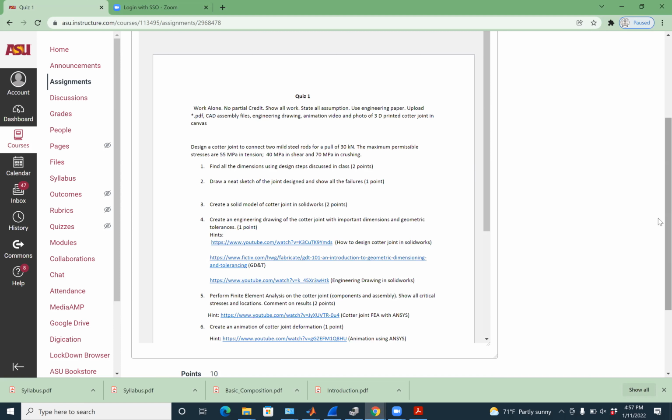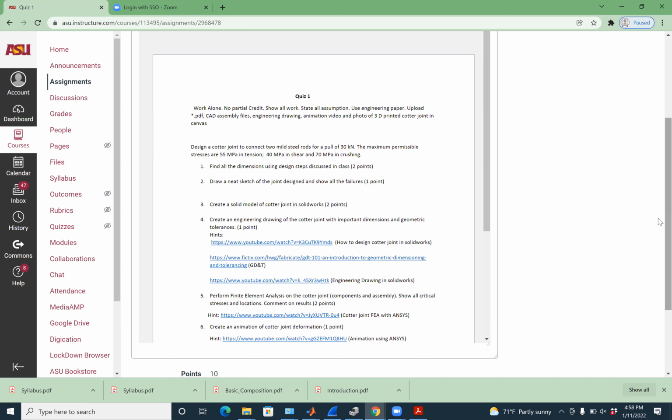Next thing, I want you to assign GD and T. Unfortunately, you haven't been exposed to geometric dimensioning and tolerancing. But trust me, that is super important when you go to industry. They will ask you, if you want to be a design engineer, do you know GD and T? So for that, there are some resources on how to assign GD and T. It's super simple. And then how to create an engineering drawing with GD and T in SolidWorks. So step number 4 is going to take some serious effort.